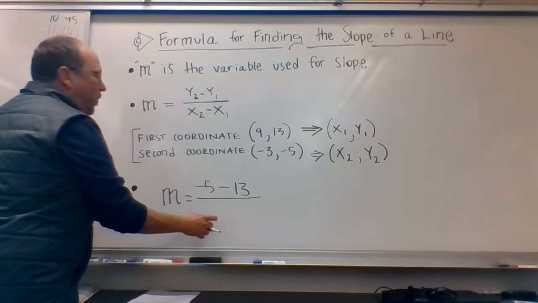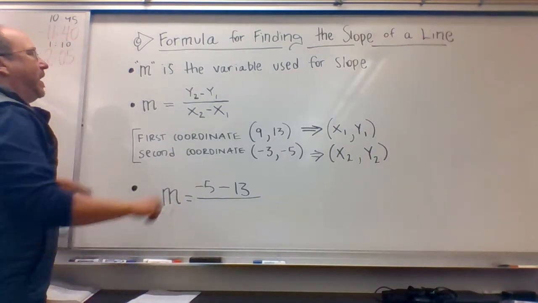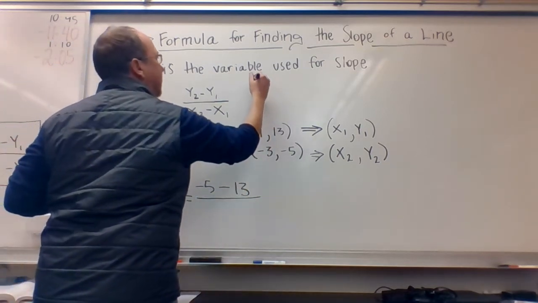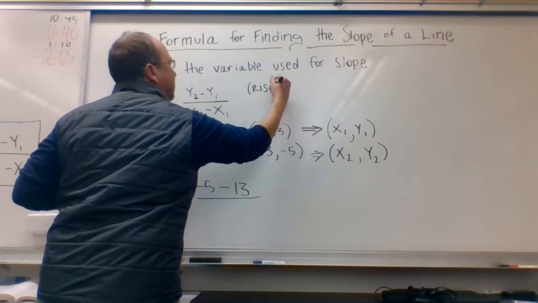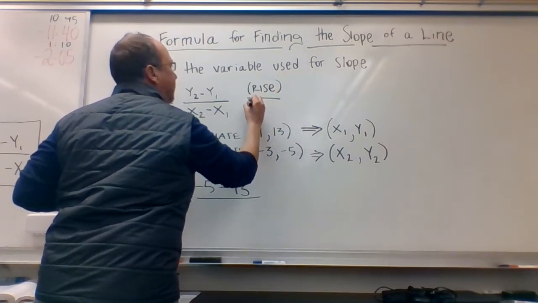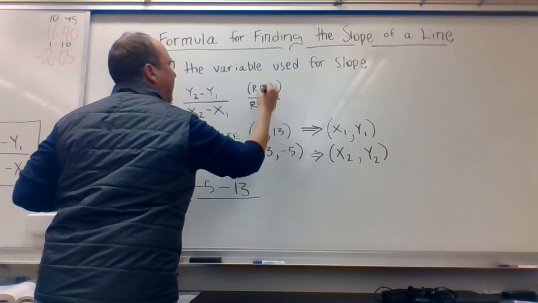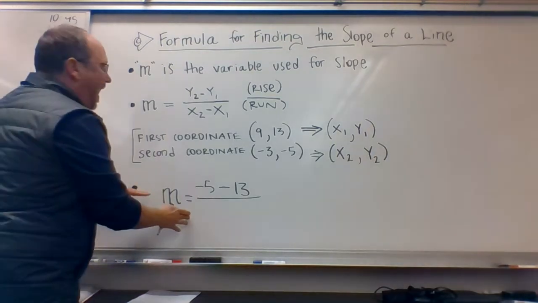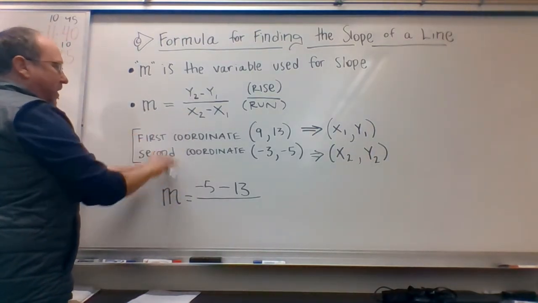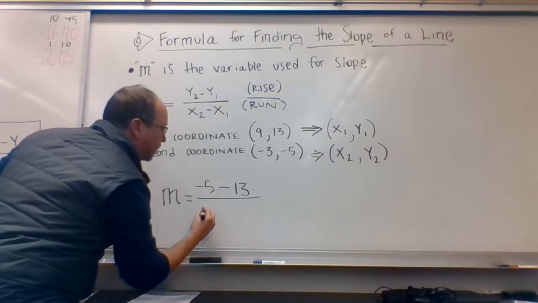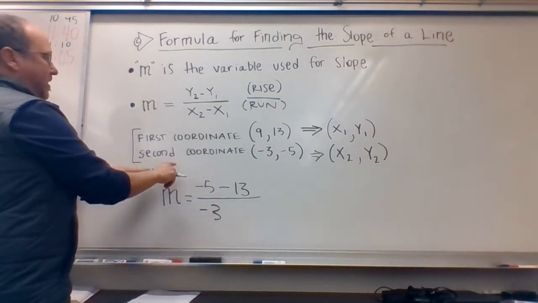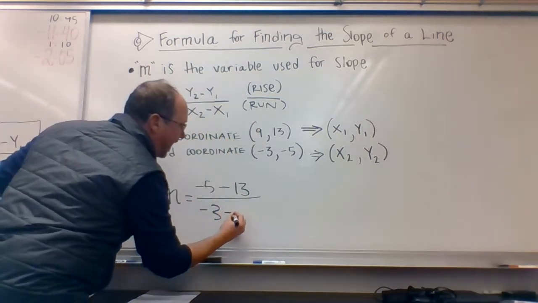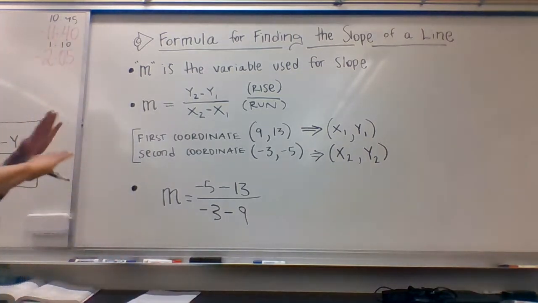Okay. So now we want to know the run. Remember that we do rise over run. I'm even going to write it again right over here. So rise over run, right? X and Y. Okay. So now we're doing the second x coordinate. So again, here's my second x coordinate, -3. And then I'm going to minus my first x coordinate, which is right here, which is the 9. So -3 minus 9. And there we go.